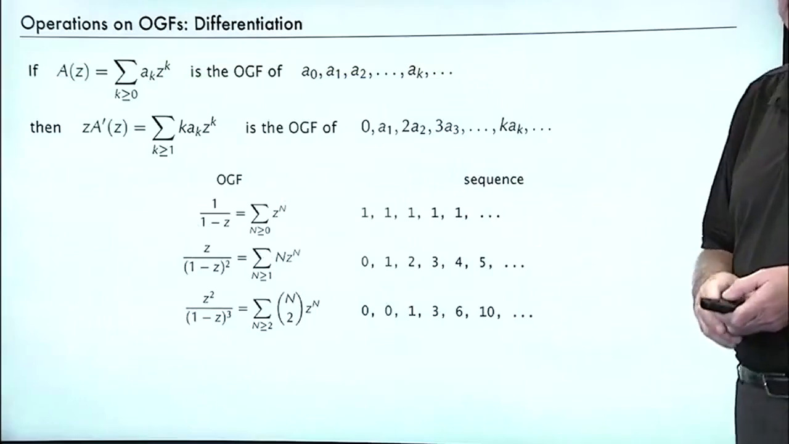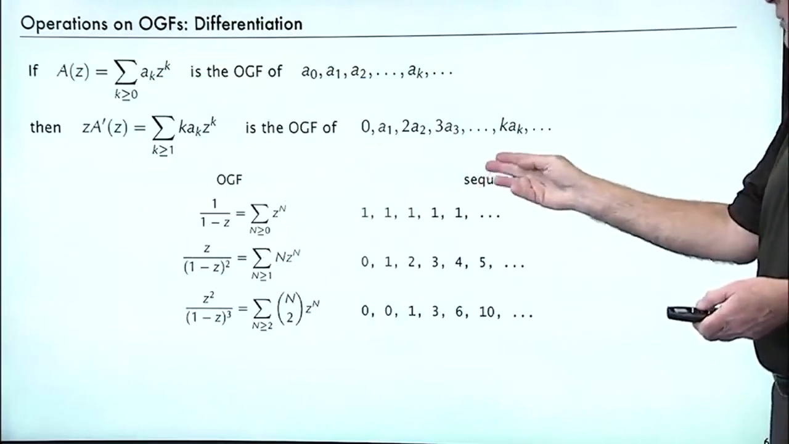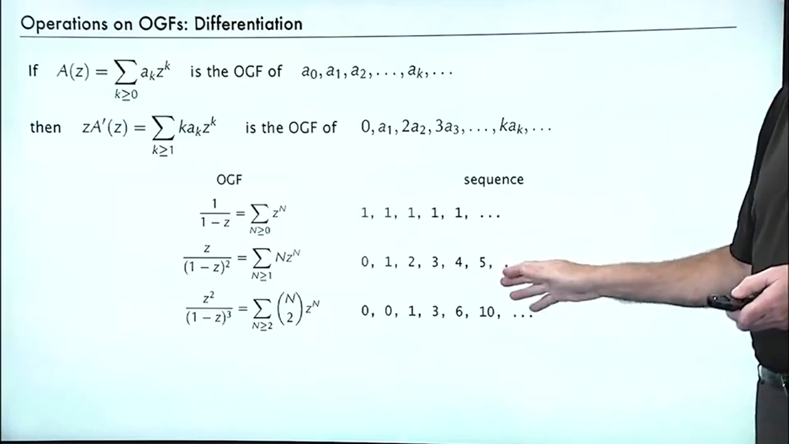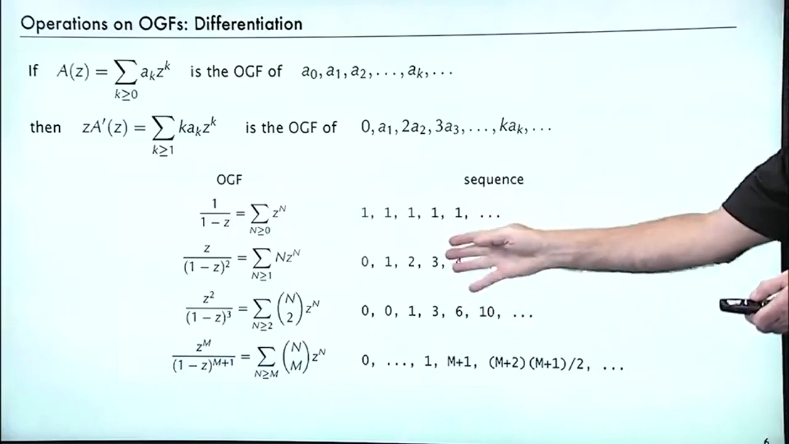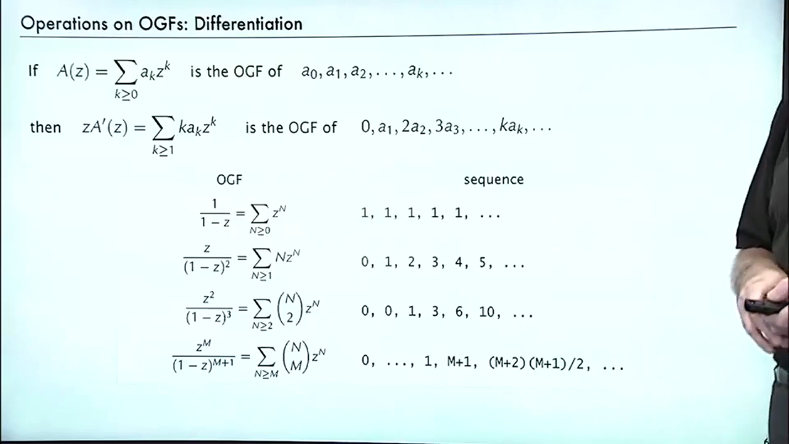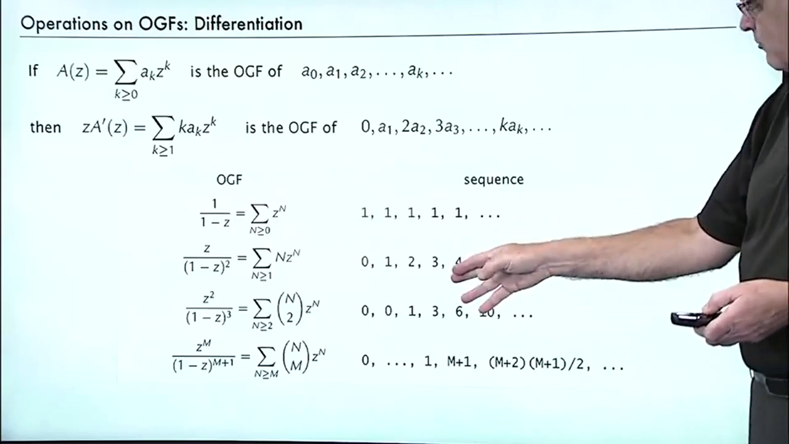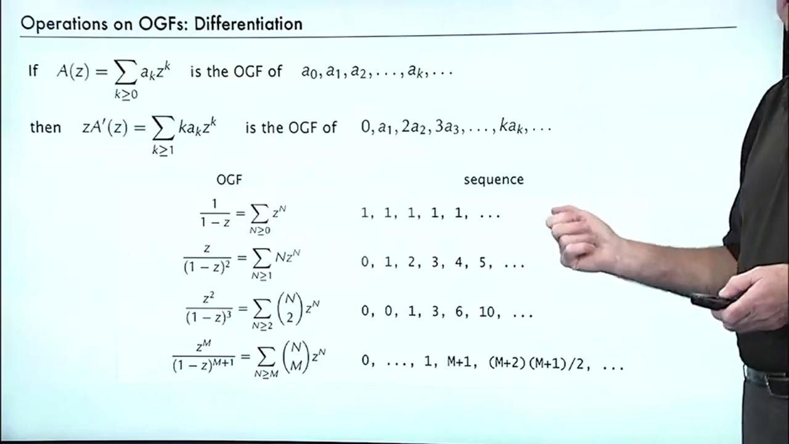And that's the generating function for the binomial coefficients, n choose 2, or n times n minus 1 over 2. And actually we can get a generating function for binomial coefficients on the lower index by differentiating m times in this way. And you can check that out. The generating function for n choose m is z to the m over 1 minus z to the m plus 1.